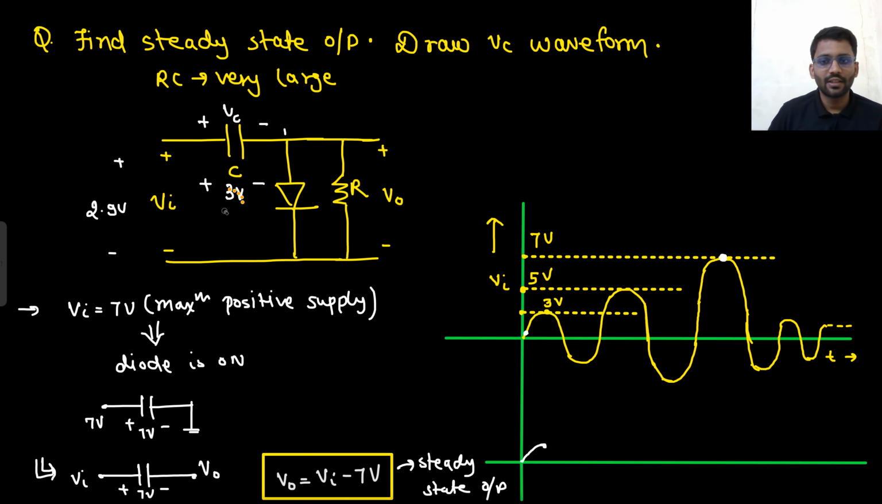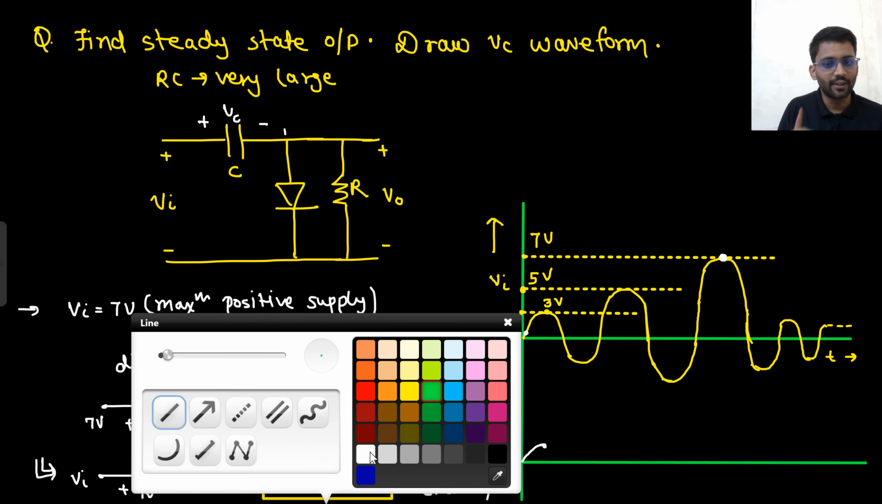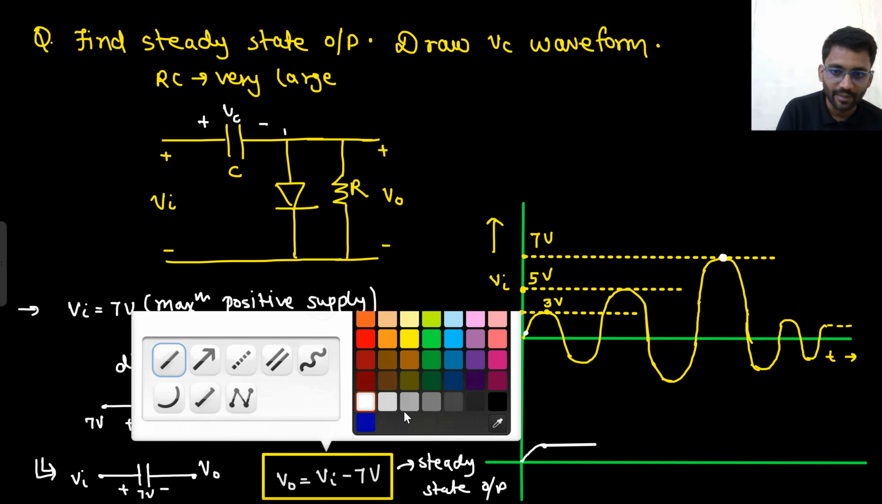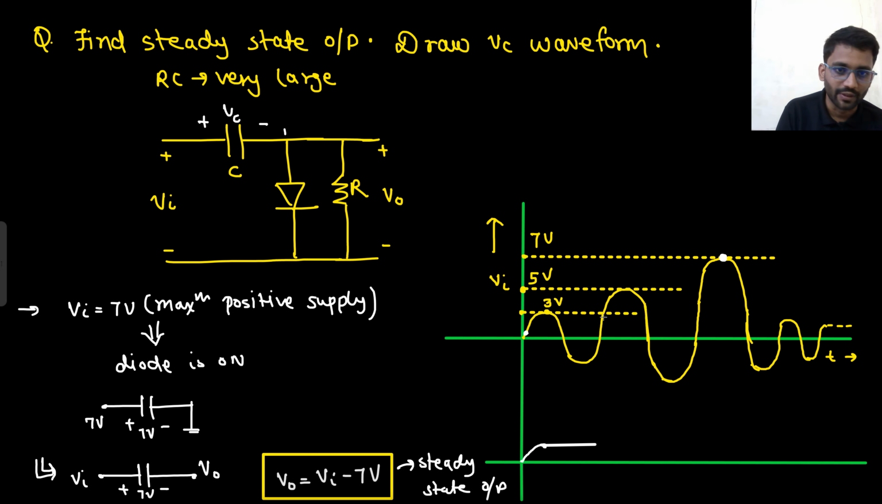So in the previous analysis, in the previous question, what did we see? Once the diode is turned off, it will always be turned off only. But here, something different will happen at this point, and also at this point as well. So what will happen?